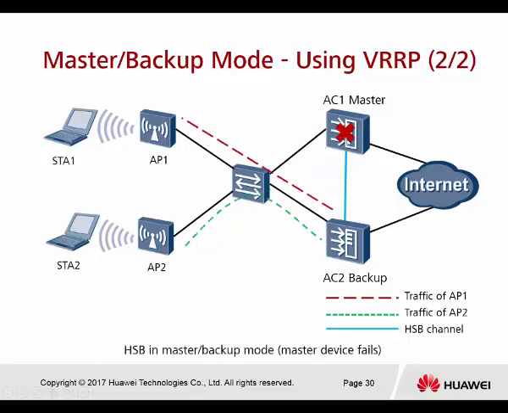When the master fails, this one is already down, so all the APs will connect to the backup AC, AC number 2. This is the backup.